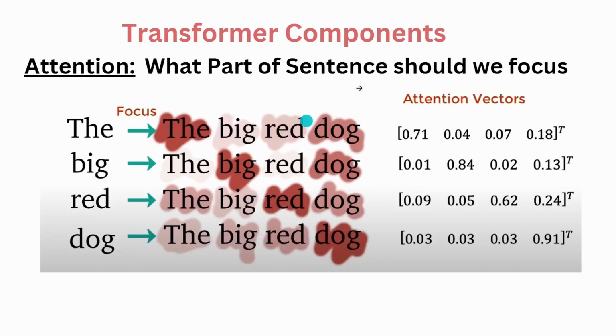So what is the attention? Attention is what part of the sentence should we focus on. Attention allows the model to weight the importance of each word in the sentence relative to other words. For example, in the case of "the big red cat", this red color will be assigned more attention towards the cat, not the other words like "big" or "the".